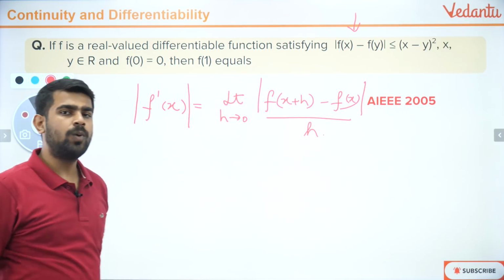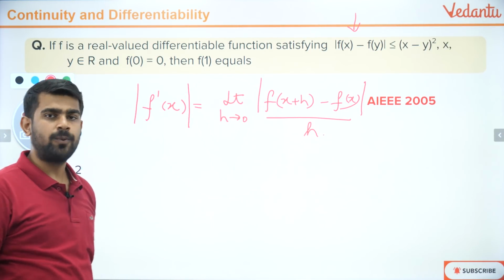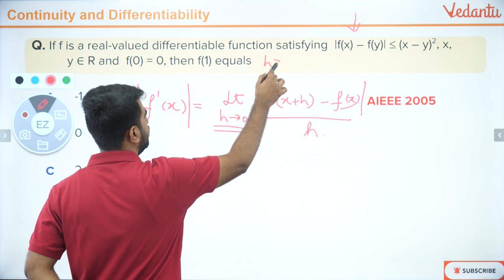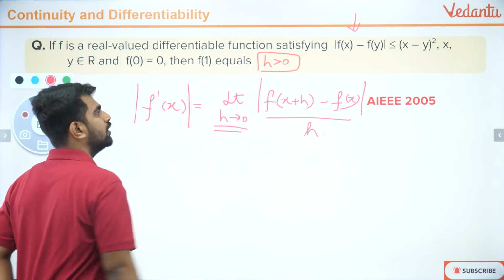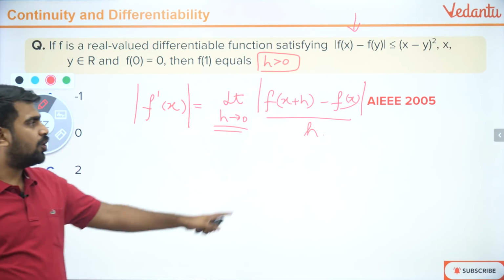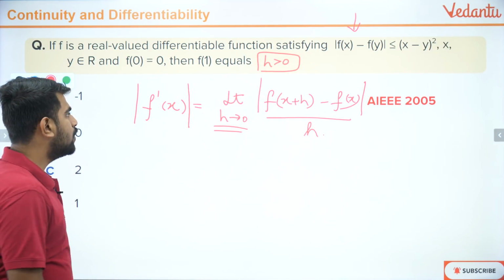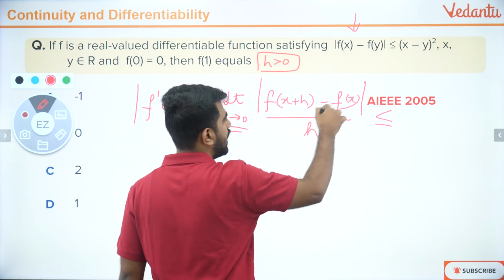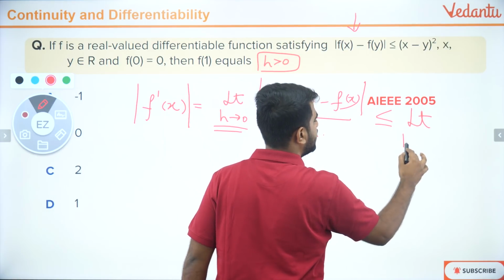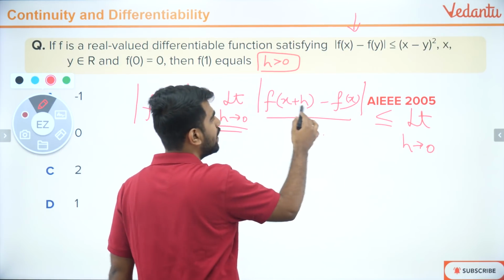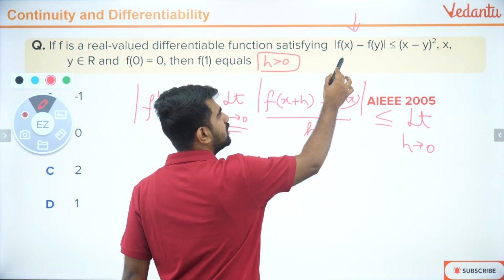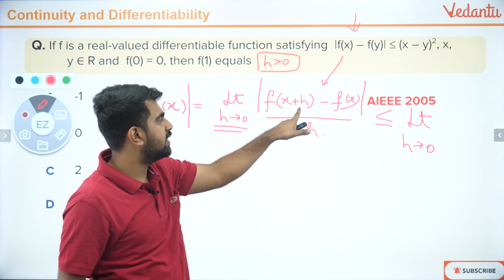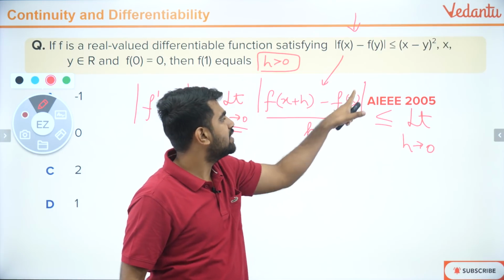Now why didn't I put a mod on h? Because guys, h is positive. Whenever we use this, we assume that h is a positive quantity. So that's why I didn't put modulus over here. Now we know this inequality, let me put the same limit h tending to 0. This inequality, I can substitute over here. So I will put x as h plus x and y as x.